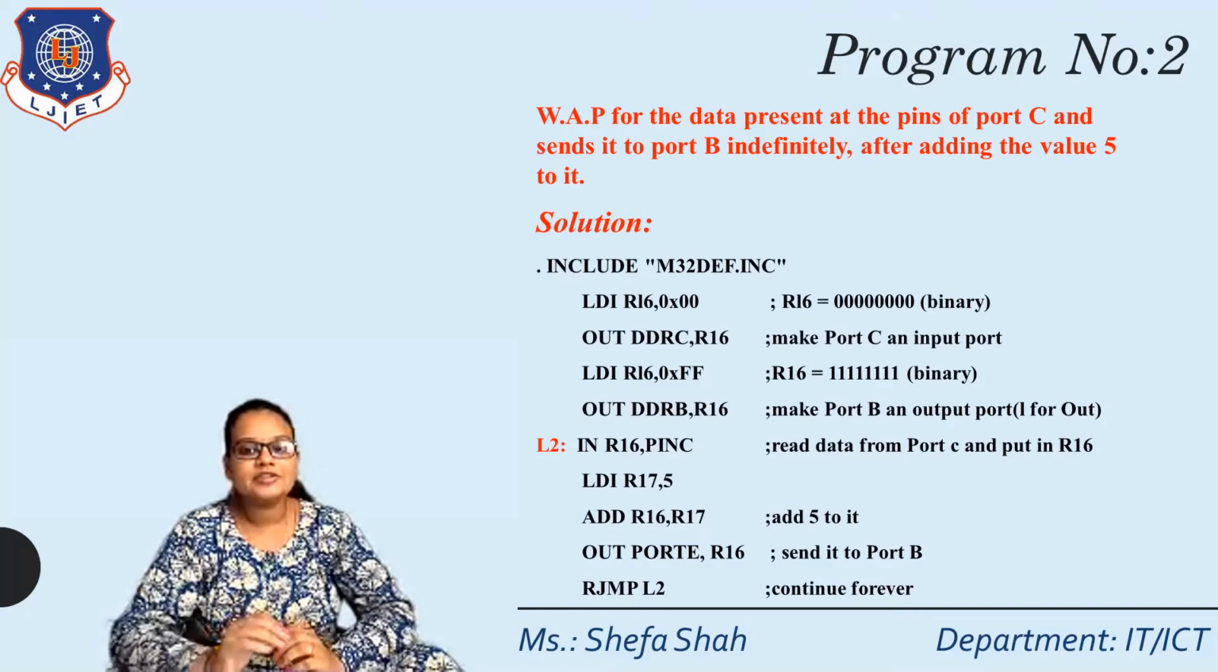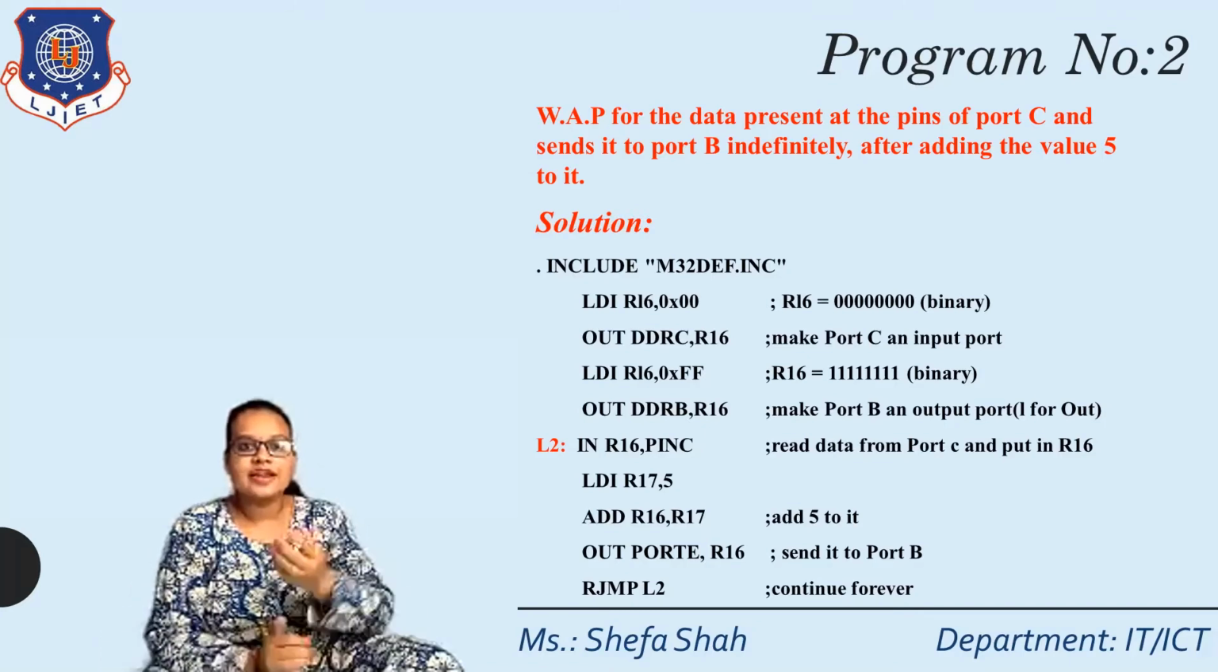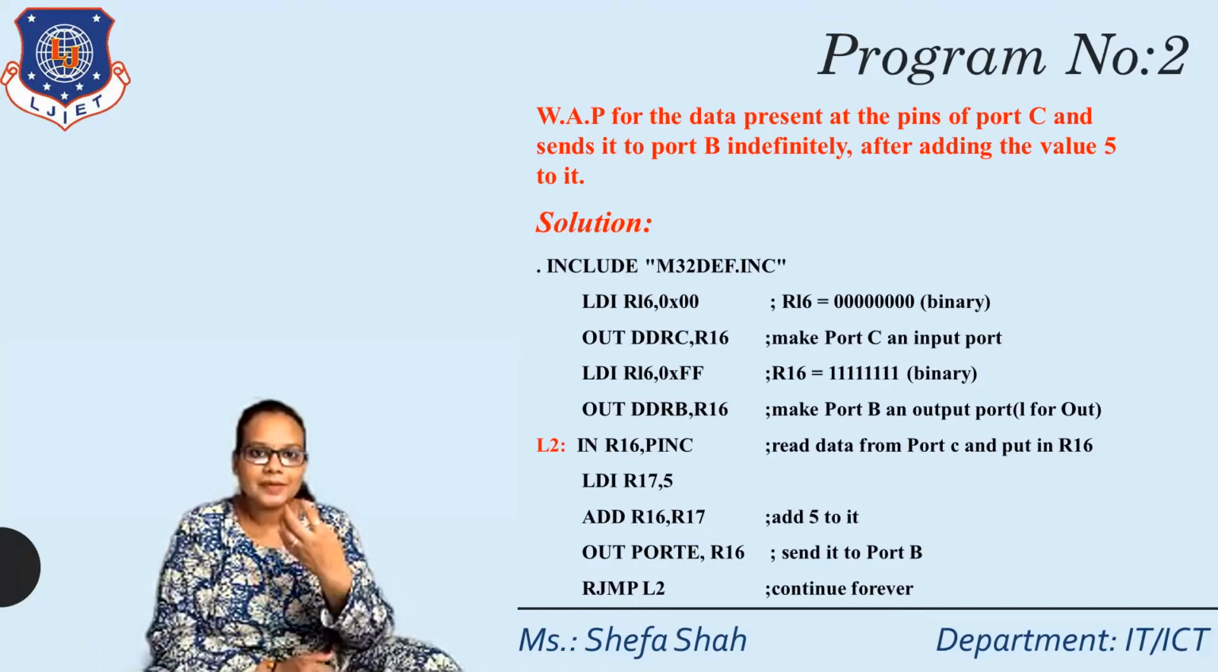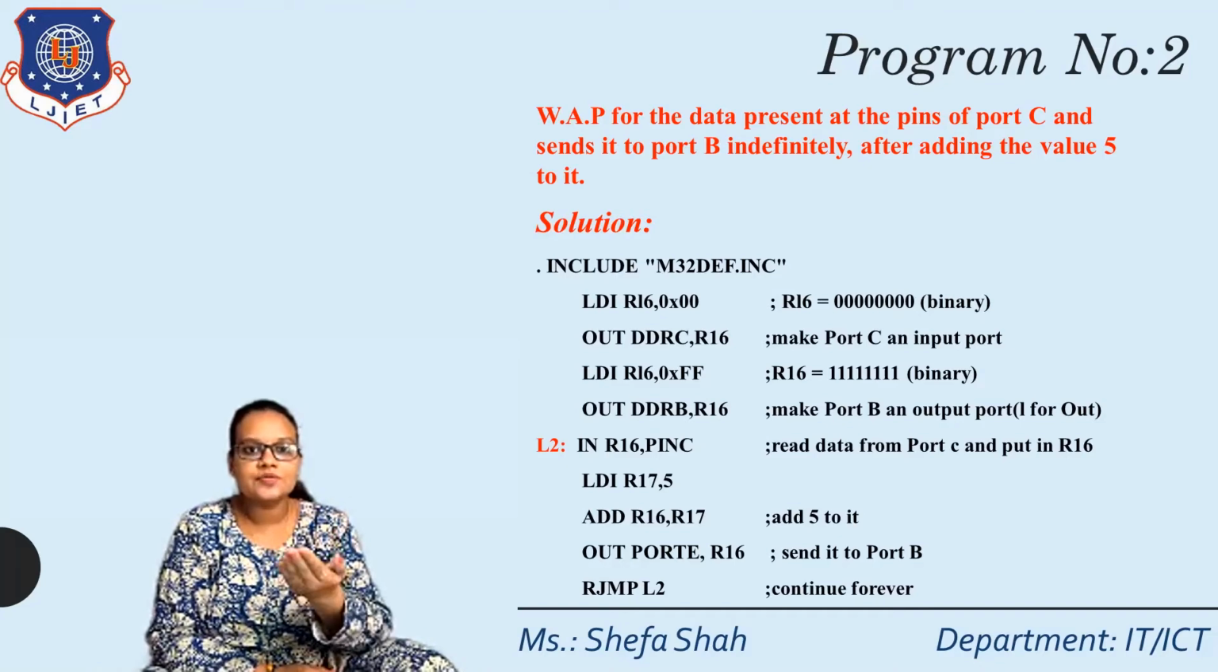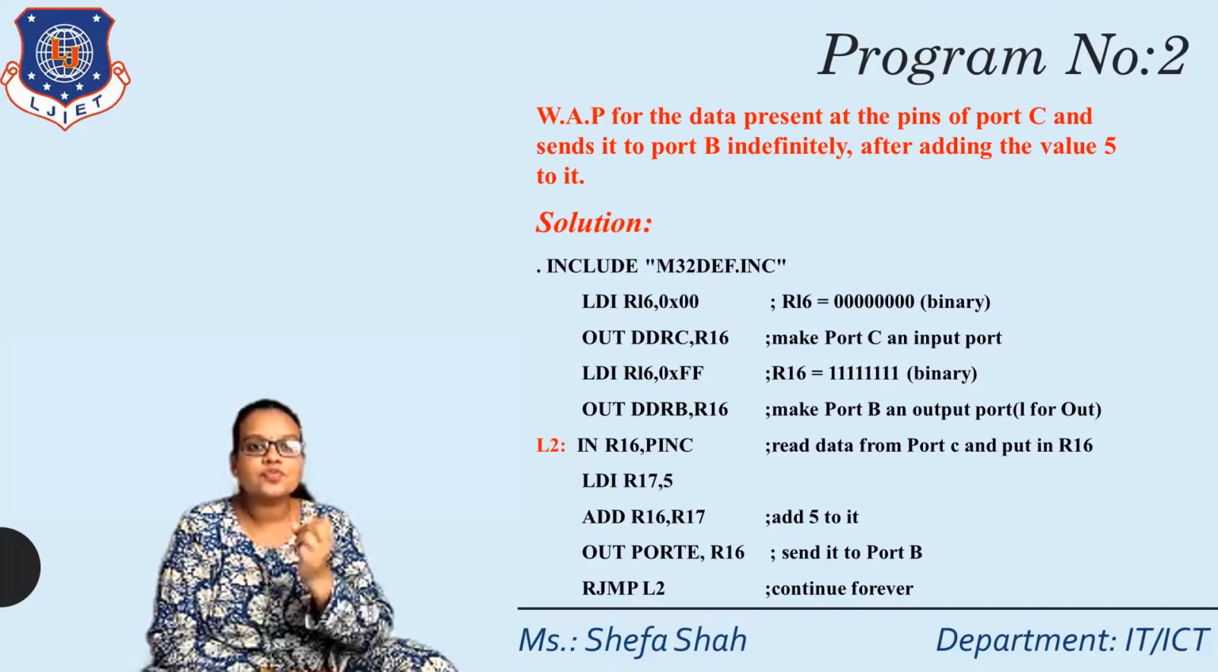After adding the value 5 to it: whatever data comes from pin C, the input port, we need to add 5 to that data, and the result will be sent to port B, which is our output, right? So first we need to declare port B as an output port and port C as an input port.